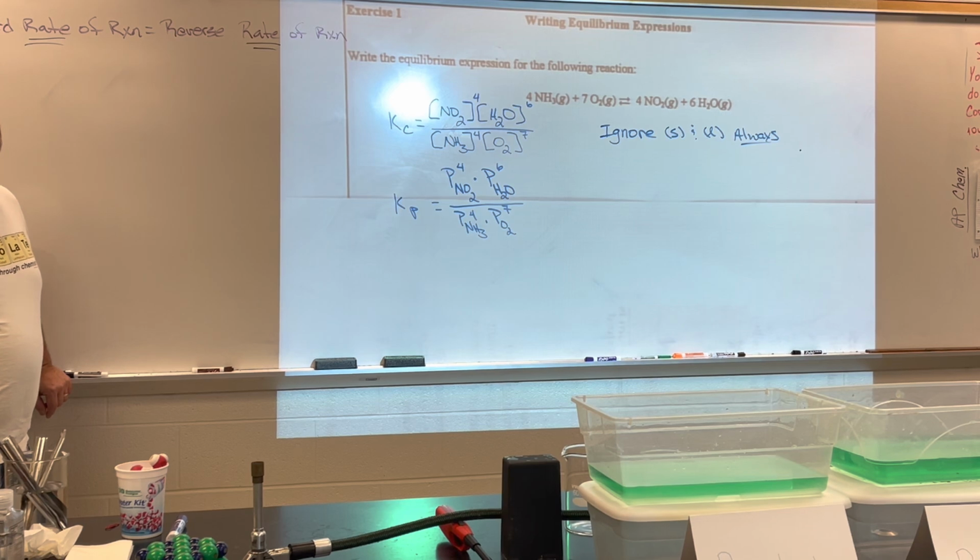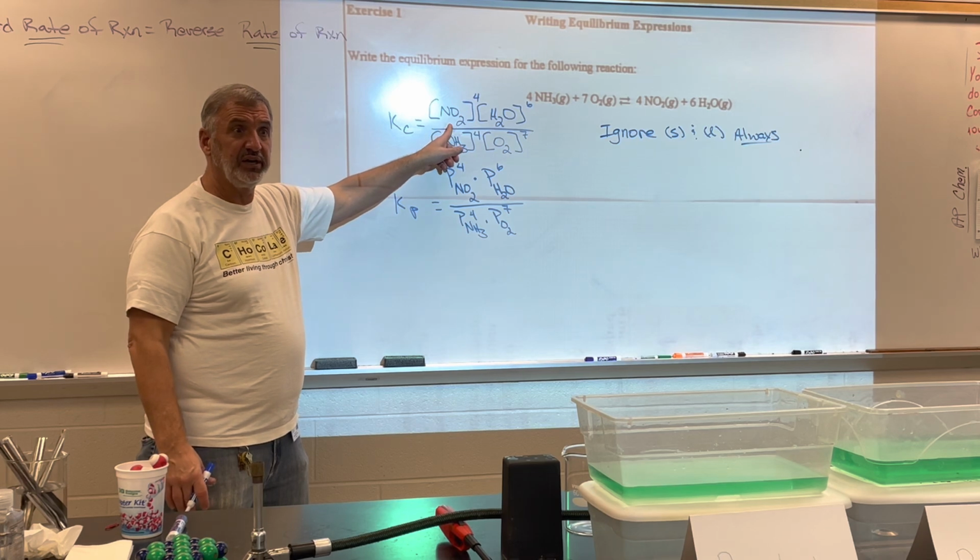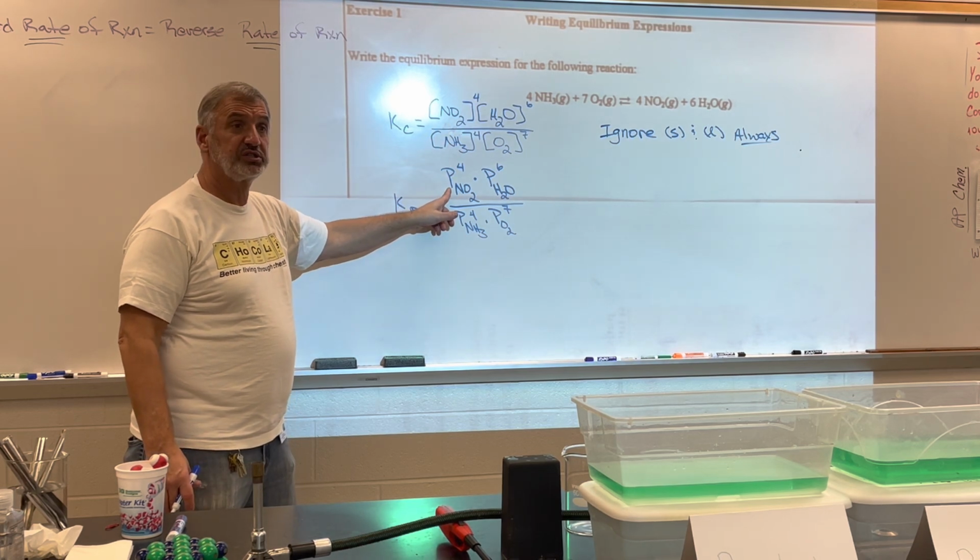So the only thing that's different between Kc and Kp is, are we measuring in molarity, or are we measuring in atmospheres or millimeters of mercury? But we don't put the pressures in brackets. Brackets always mean molarity. If we're dealing with pressure, we just use the partial pressure with the subscript.